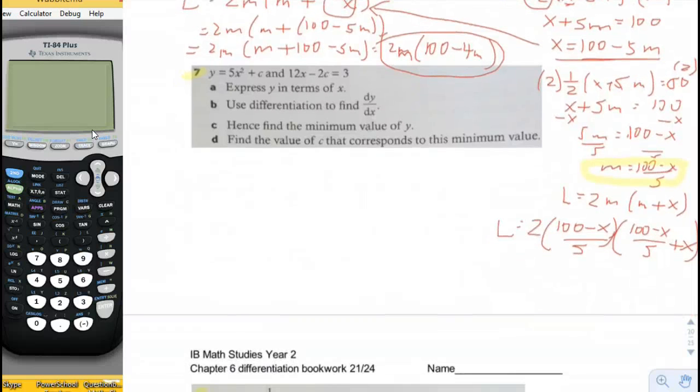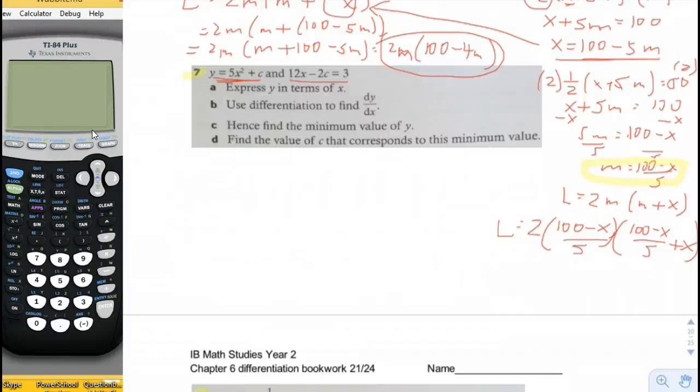Okay, last one for this section. y equals 5x squared plus c, 12x minus 2c equals 3. Express y in terms of x. Okay, so the only problem with this equation here is that it has a c in it too. We've got to get rid of the c.